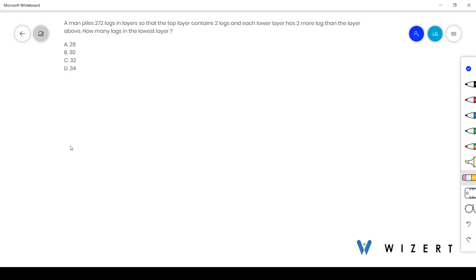Our question is, a man piles 272 logs in a layer so that the top layer contains 2 logs and each lower layer has 2 more logs than the layer above. How many logs in the lowest layer?